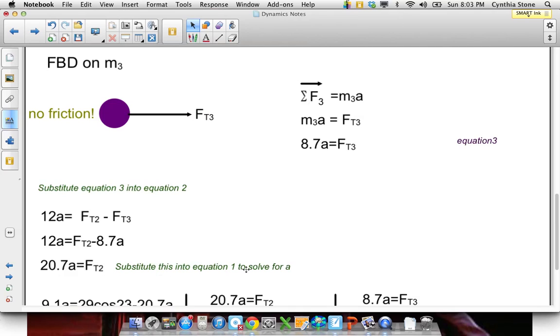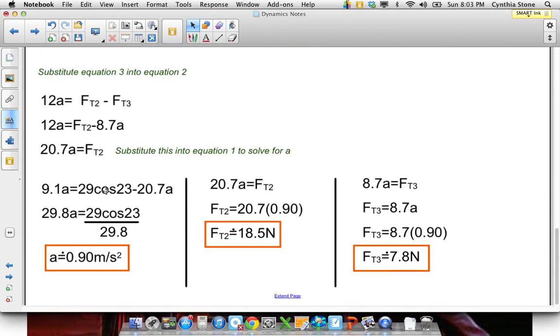So I can substitute this equation into equation 1. So here's equation 1. And instead of writing FT2, I'm not going to write FT2 in anymore. I'm going to write 20.7a. And then I can rearrange and solve, get a by itself, and a is 0.9. Then, once I know a, I can use this equation, back to this one, to solve for FT2. So now I know the second tension. And back to the third equation, knowing a as well, I can solve for FT3.